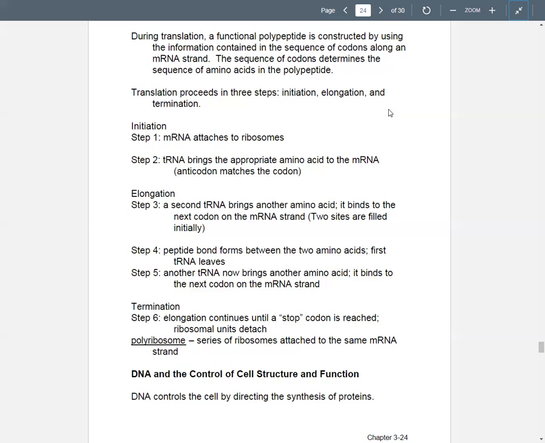Then you're going to get another tRNA. It's going to bring another amino acid. Then they're going to get another peptide bond, and then that second tRNA can leave. And that happens over and over and over again till you get to the termination phase. Then you get step 6, and it'll continue until you get your stop codon. And at that point, your ribosomal subunits or your rRNAs are going to detach from each other.